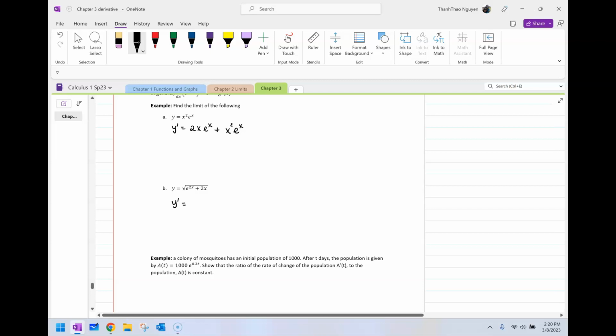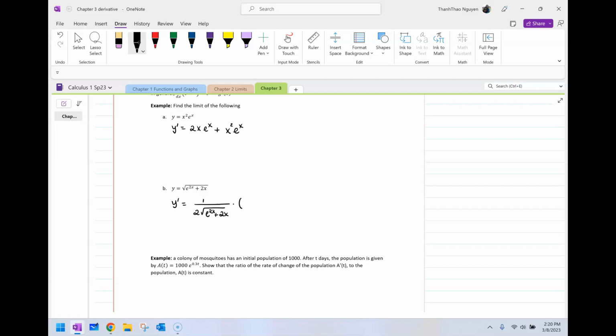Y prime here equals 1 over 2 square root of e to the 2x plus 2x. Now we need to multiply with the derivative of the inside. That is e to the 2x times 2 plus 2. Let's clean this up. So 2e to the 2x plus 2 divided by 2 root e to the 2x plus 2x. This is equal to e to the 2x plus 1 divided by root of e to the 2x plus 2x.